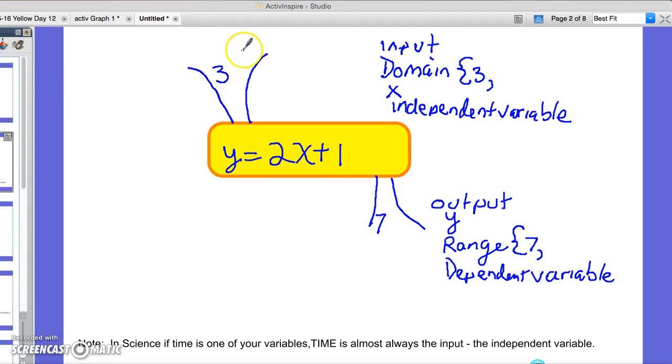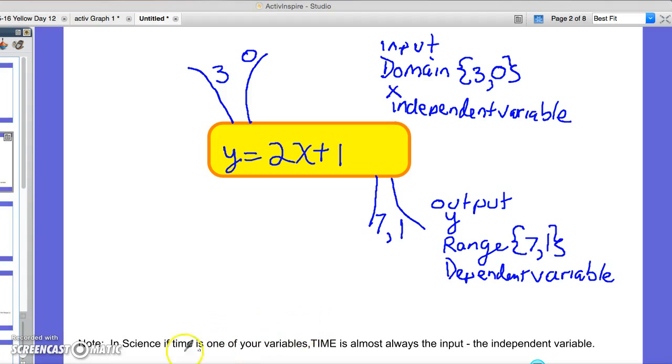So let's try another one. Let's say we put in 0 for x, then 0 is an element of our domain. And what would come out? 2 times 0 is 0, plus 1, a 1 would come out. So 1 would be an element of our range. So in this particular example, we have 2 elements of our domain, 3 and 0, and we have 2 elements of our range, 7 and 1.